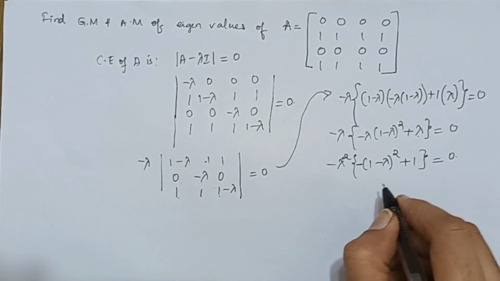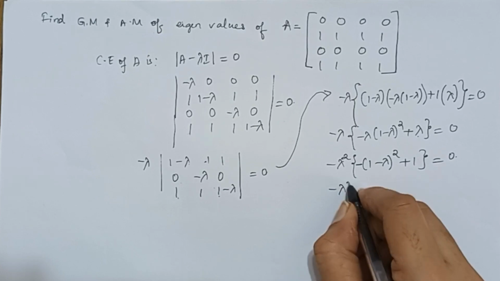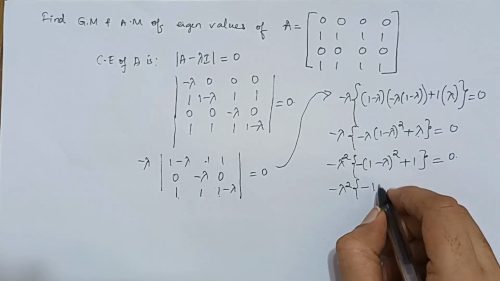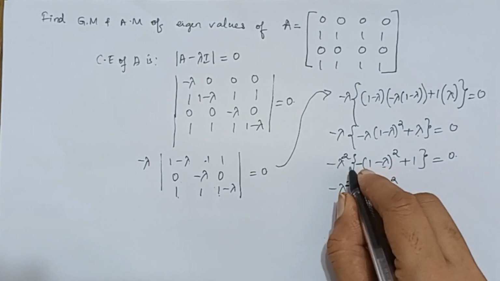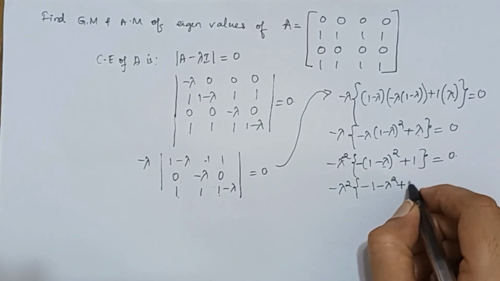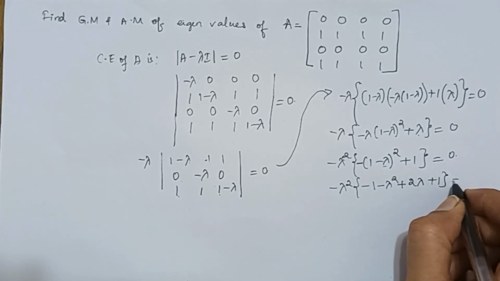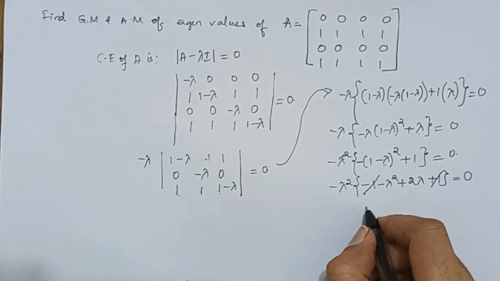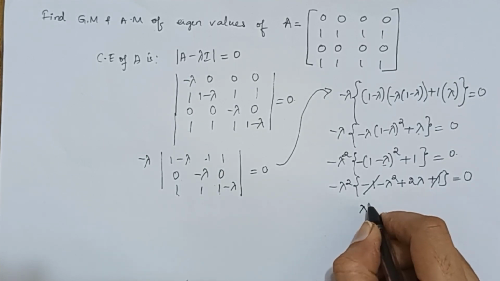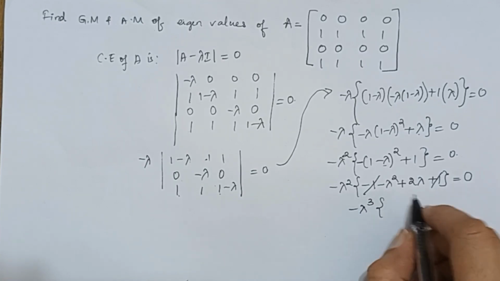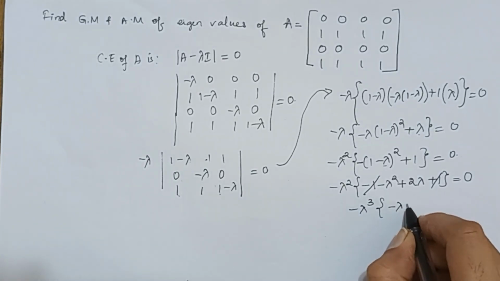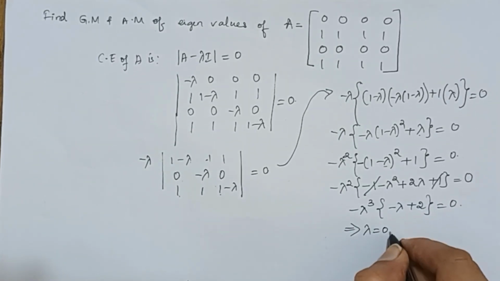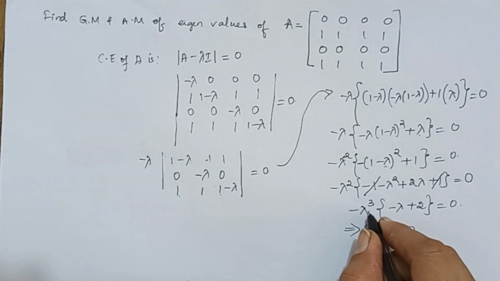Here minus lambda square into minus, using the (a minus b) whole square formula, minus of (1 minus 2 lambda plus lambda square)... minus lambda square because there is a minus outside, minus of minus plus 2 lambda plus 1 equal to 0. Minus 1 plus 1 cancels. Once again lambda can be taken outside. Therefore we will get lambda minus lambda cube into minus lambda plus 2 is equal to 0. This implies lambda equal to 0, cubic polynomial here.